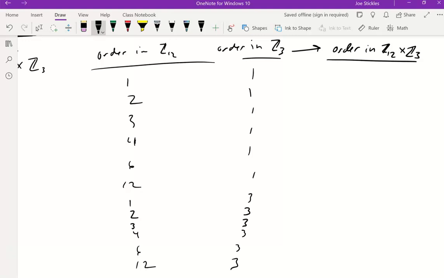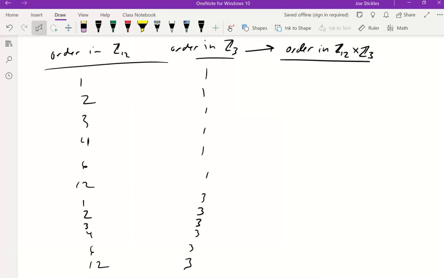Let's think about now what happens when you pair these up. If I take an element of order 1 and pair it with an element of order 1, what order do you end up with? 1. Element of order 2 paired with element of order 1, 2. 3 and 1 make 3, 4 and 1 make 4, 6, 12, right? Those are all pretty straightforward. Okay. Let's do the other way.